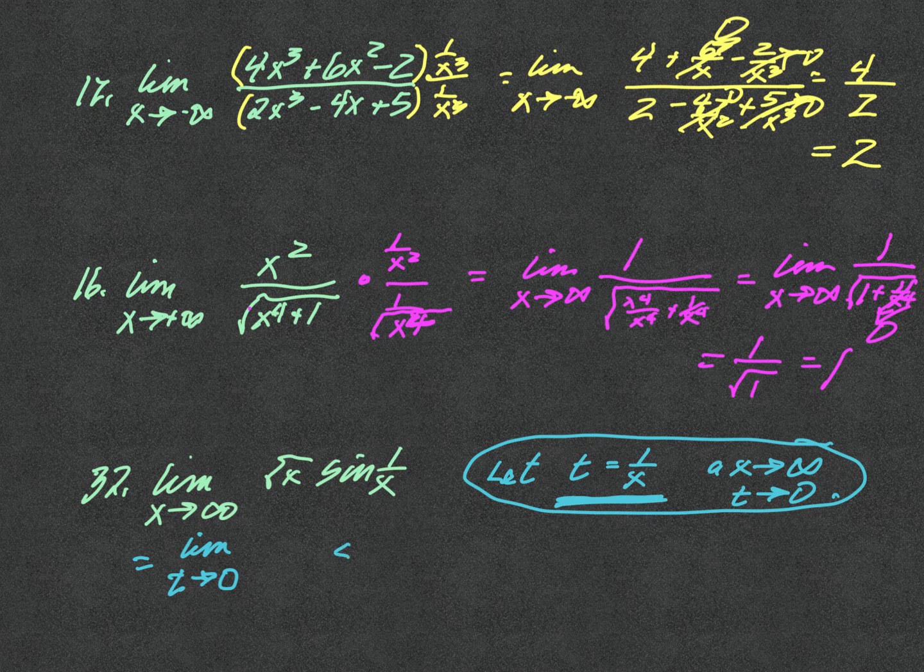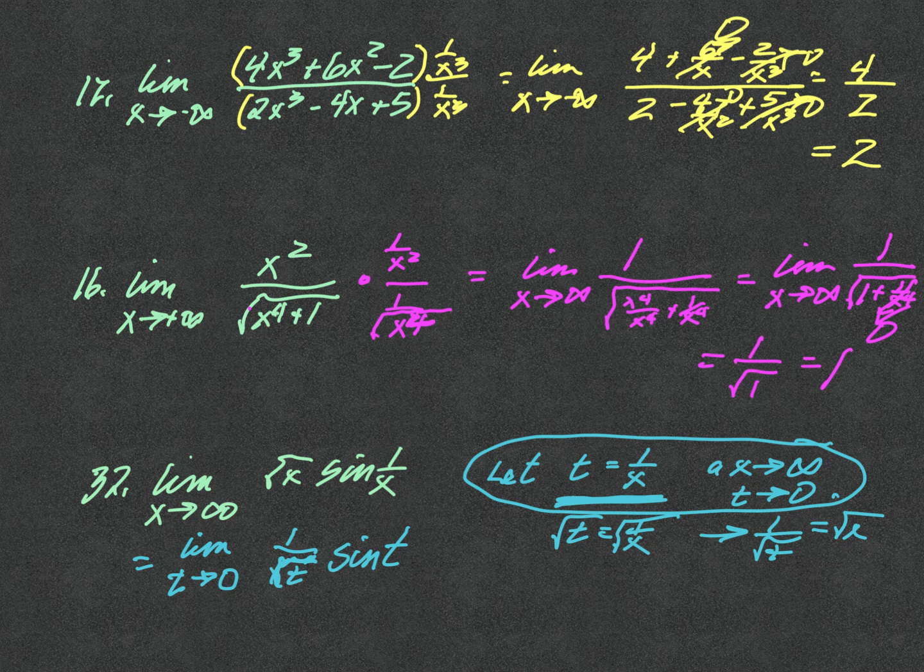So that will change this problem to the limit as t goes to 0 of sine of t, and then what's the square root of x going to be? Since t is equal to 1 over x, if we take the square root of 1 over x, that's the square root of t. So 1 over the square root of t equals the square root of x. So I'm going to write 1 over the square root of t.